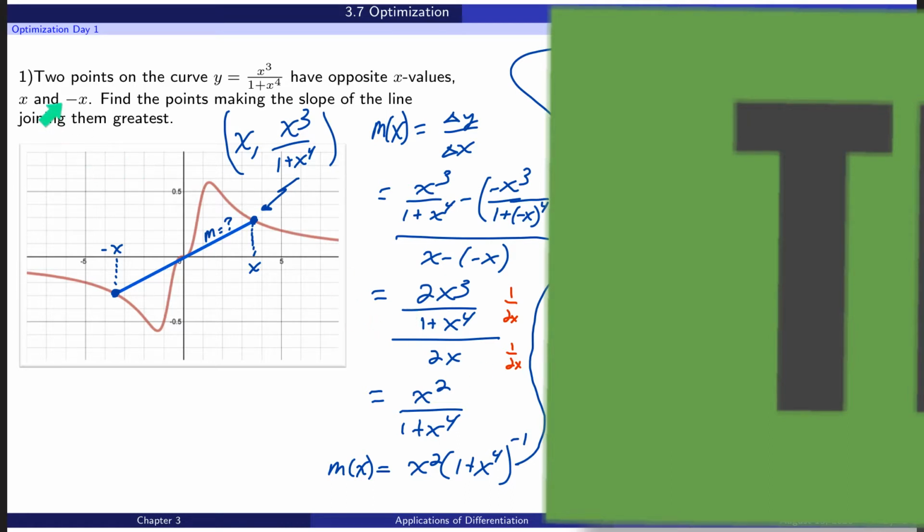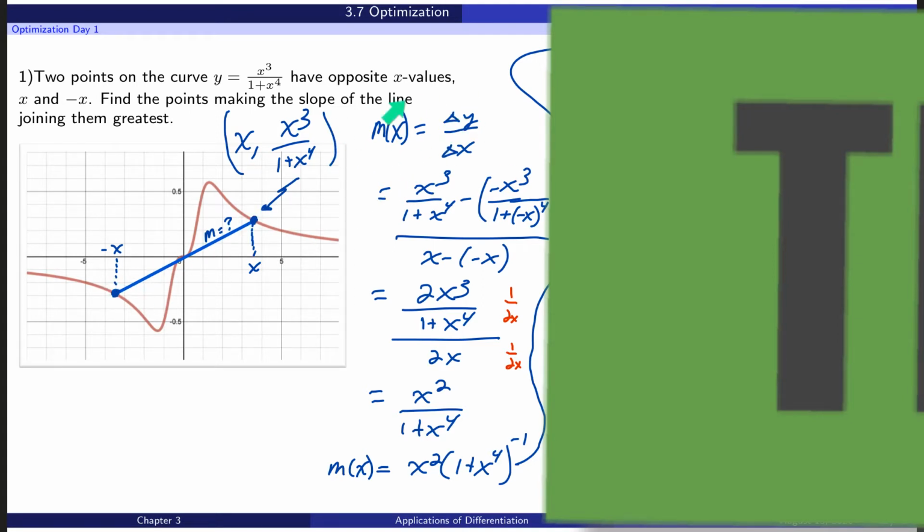So question 1 says 2 points on this curve have opposite x values, x and negative x. Find the points making the slope of the line joining them the greatest. So here's a curve. I just picked a point anywhere and called it x. And then if I go to the opposite location, negative x, take the 2 values on the curve, connect them, and I want to find where that slope could be a maximum.